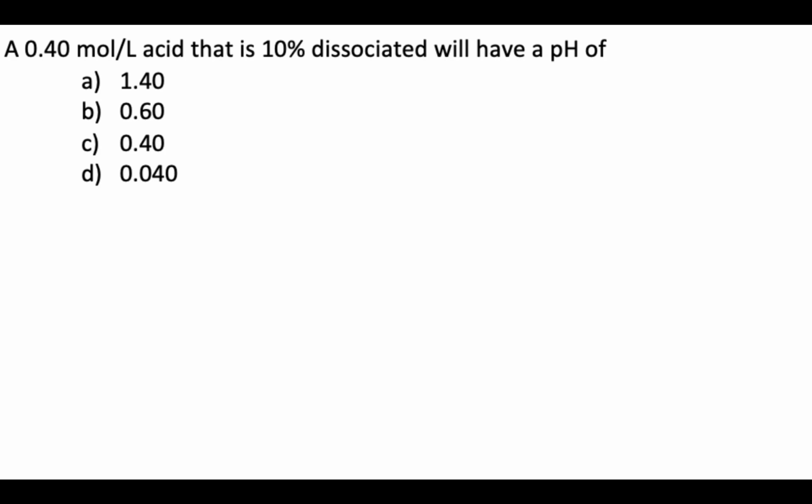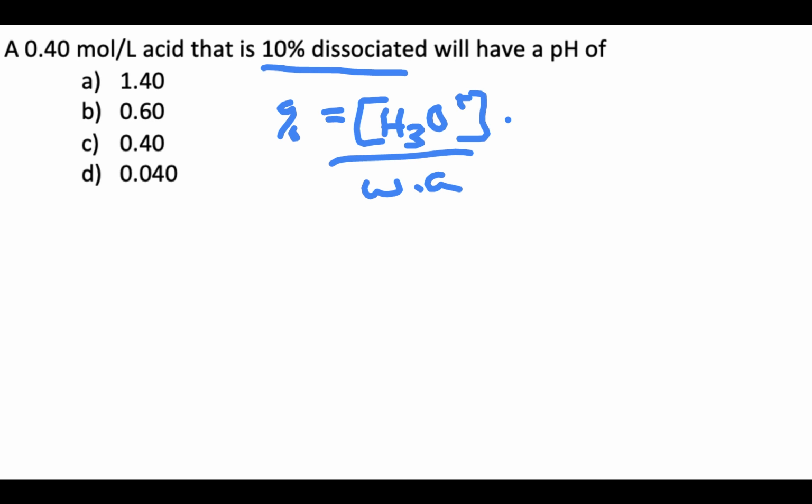This next one we have, it's a multiple choice question. It's again talking about percent dissociation. So we want to use that formula. Percent is the hydronium concentration over the weak acid times 100. So what we can solve in this case is for hydronium, which is great because if we have hydronium, we can solve for the pH.